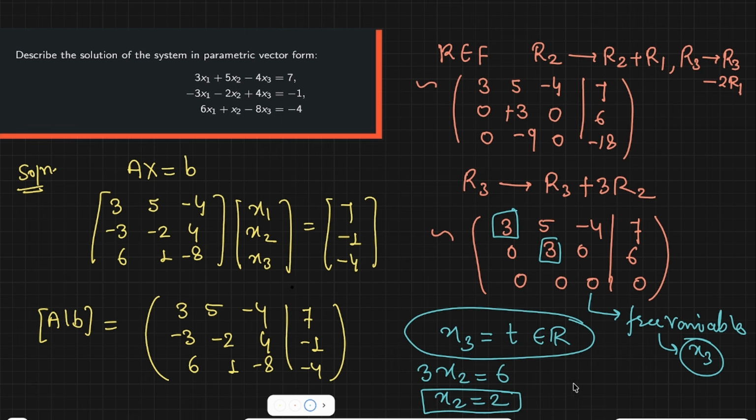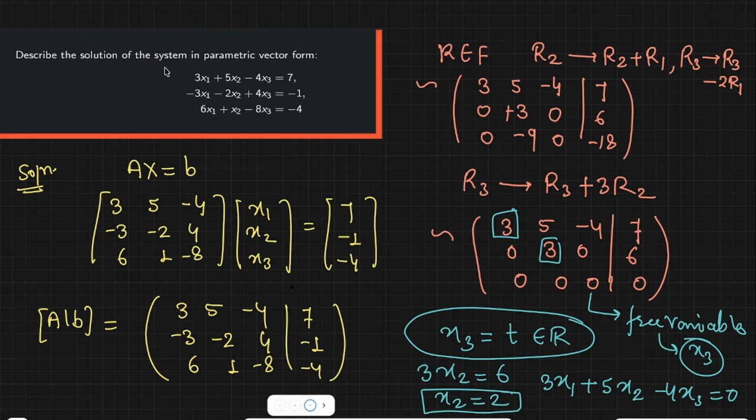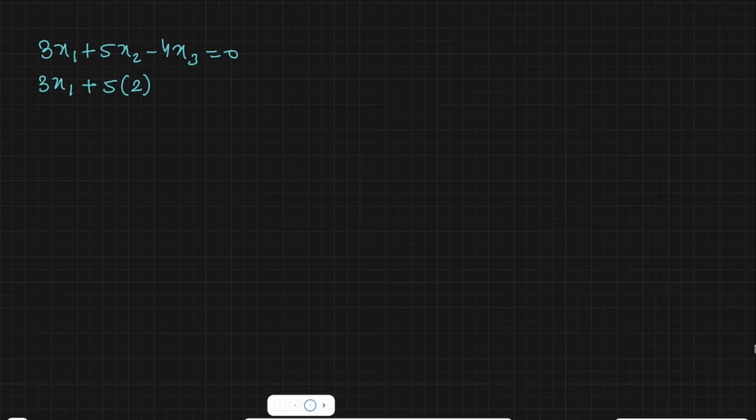What will x1 be? x1 will be 3x1 plus 5x2 minus 4x3 is equal to 0. First let me check if this will be 0 or not. Add here, this will be 0. Okay, then no problem. Now we have the value of x2, we have the value of x3, so what comes out for you? 3x1 plus 5x2 minus 4x3 is equal to 0. So your 3x1 plus 5 into 2, it is not 0, 0 is equal to 7. It is equal to 7.